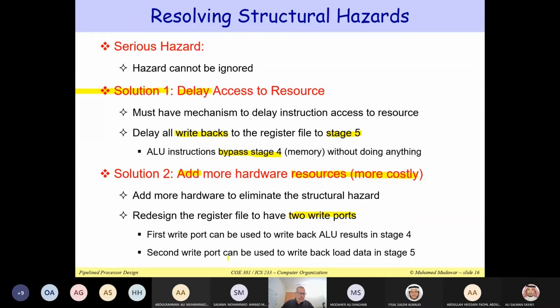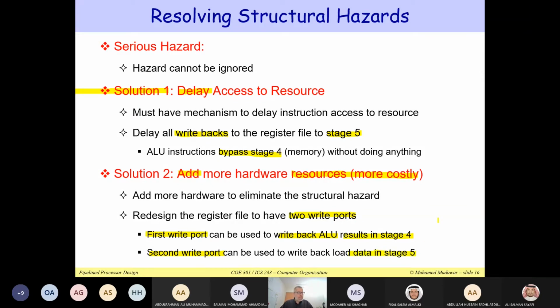So we can use a first write port to write the ALU result in stage number 4, and we use the second write port for the data when we load the data. So we do it in stage number 5.